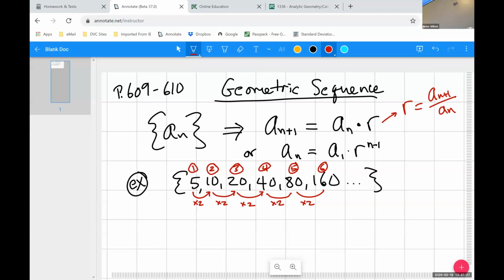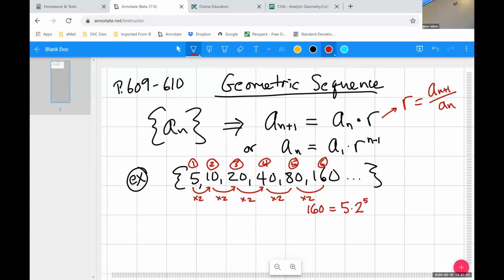So we can see that 160 was arrived at by starting with the 5 and then multiplying by 2 5 times. 1, 2, 3, 4, 5 2's. And this is the 6th term, and there were 5 2's multiplied to get to that. So that's why this ends up being the formula. So this is a geometric sequence. Now, if you note, what kind of a function is this that determines the nth term? This is an exponential function.